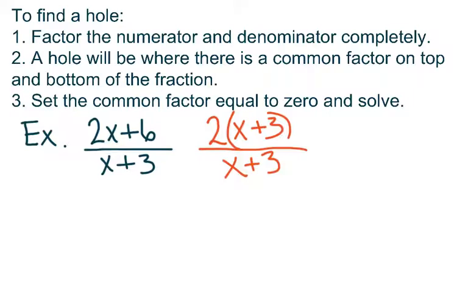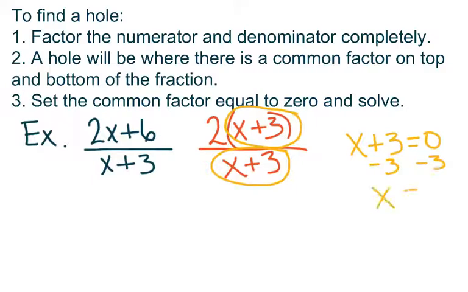We have factored completely. And then step 2 says a hole will be where there is a common factor on top and bottom. So I'm looking for something that's exactly the same on top and bottom. So if you'll notice, there is an x plus 3 on top and an x plus 3 on bottom. That's my common factor. And then step 3 says set the common factor equal to 0 and solve it. So we set it equal to 0. The way we get rid of a plus 3 is to subtract. So x equals -3. So what this means is there is a hole on this function at x equals -3.